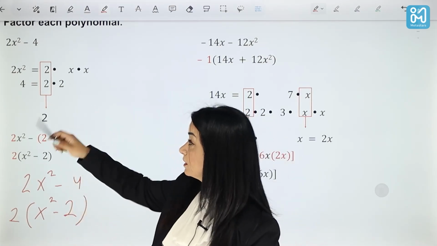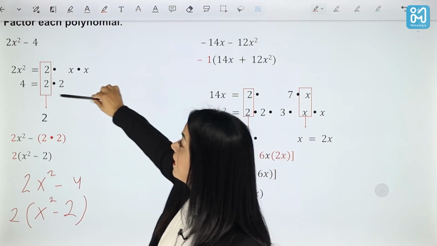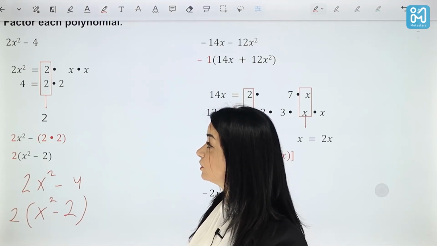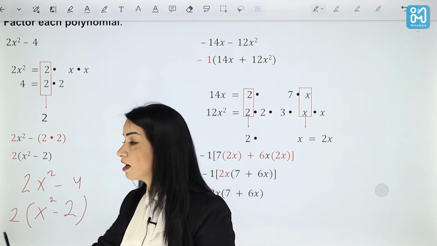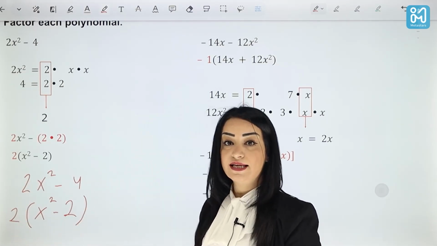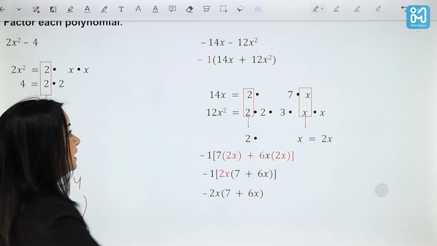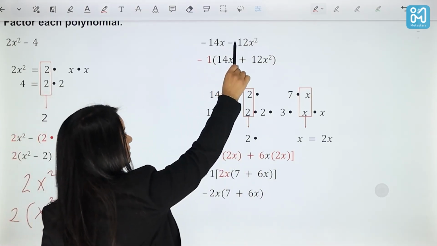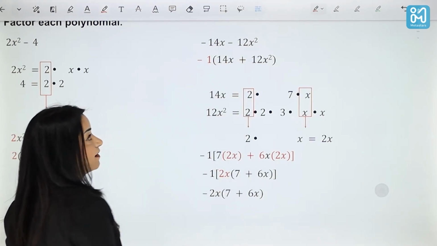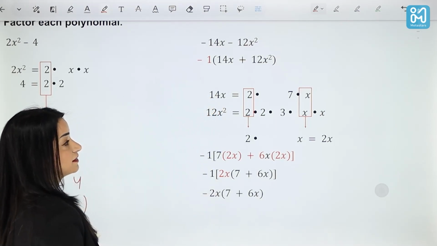So what did we do here? We wrote each term in a factored form, or prime factorization form. Then I took the common factor out, then I wrote what I have left inside the parentheses. Let's try with this one: negative 14x minus 12x squared. First of all, I have a negative here and a negative here, so I can take the negative 1 out as a common factor at the beginning.